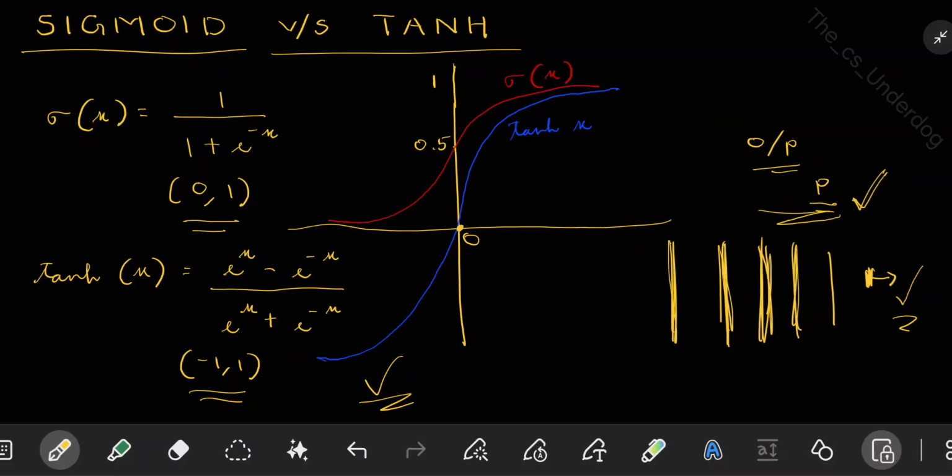So if you see tanh, it will take value from minus 1 to 1 and it is zero centered. So in this case, for all your hidden layers, tanh is a good choice for activation. And coming to the output layer, if you want to treat it as probability, sigmoid will be a good choice for activation function.